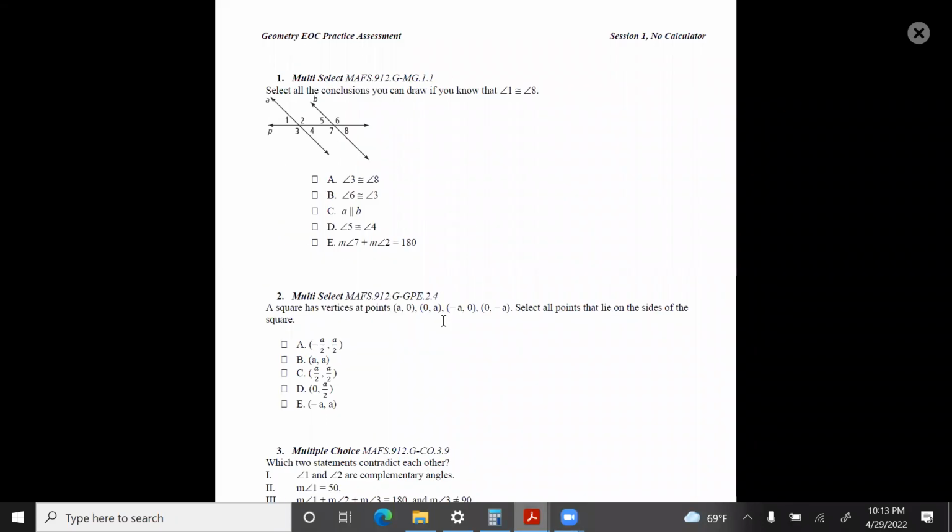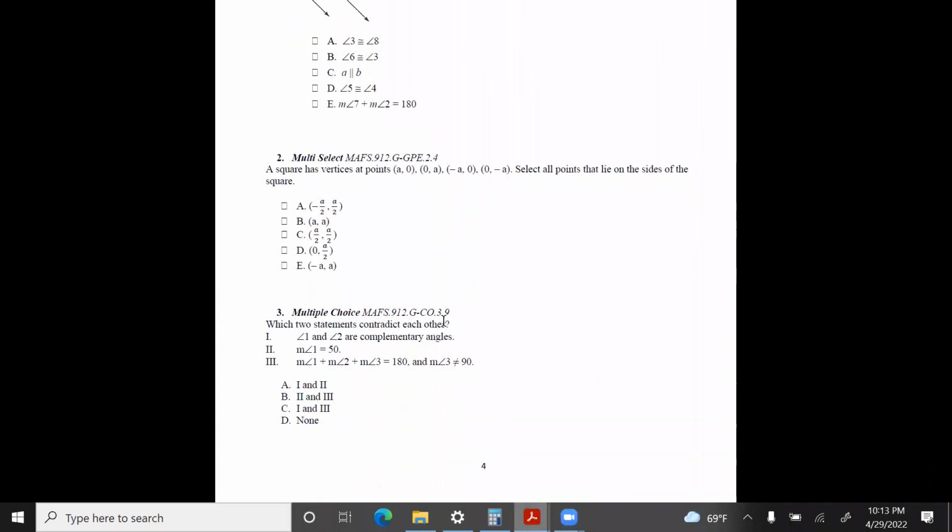Oops, too far. Try again. All right, so now we have 3. This one just wants to know which two statements are contradicting each other.